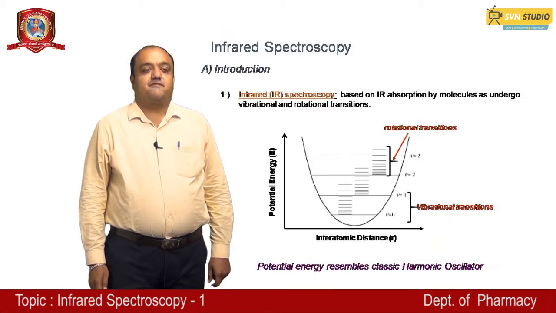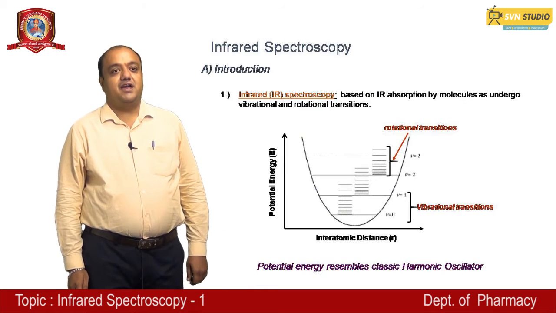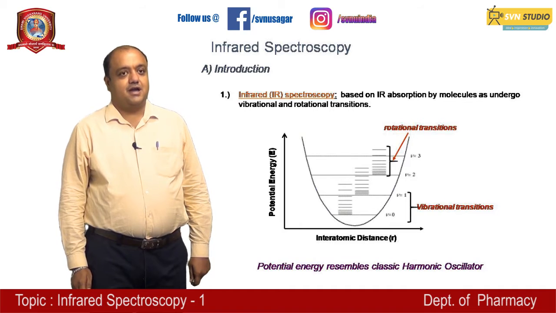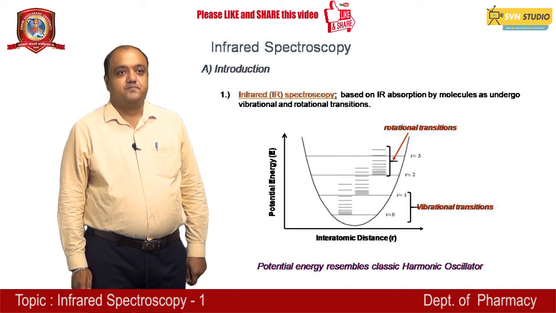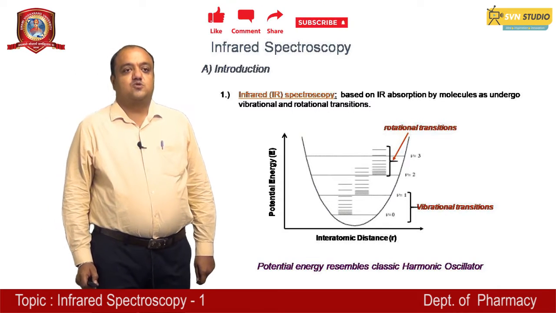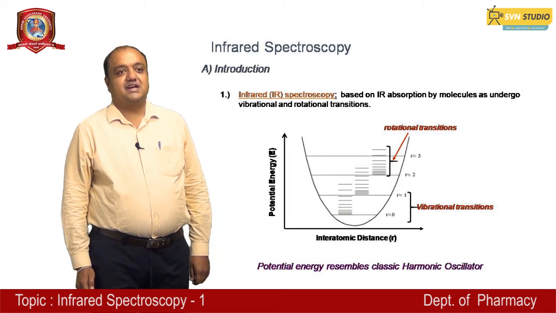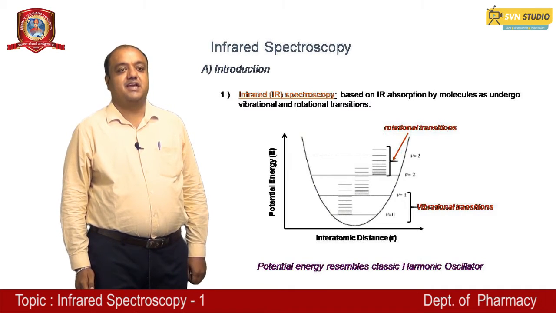It is one of the most powerful analytical techniques used to identify the functional groups of compounds in organic spectroscopy. IR spectroscopy is based on IR absorption by molecules as they undergo vibrational and rotational transitions.